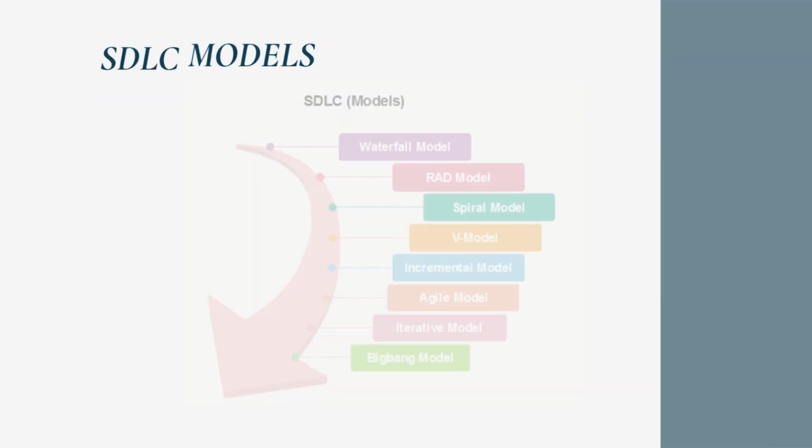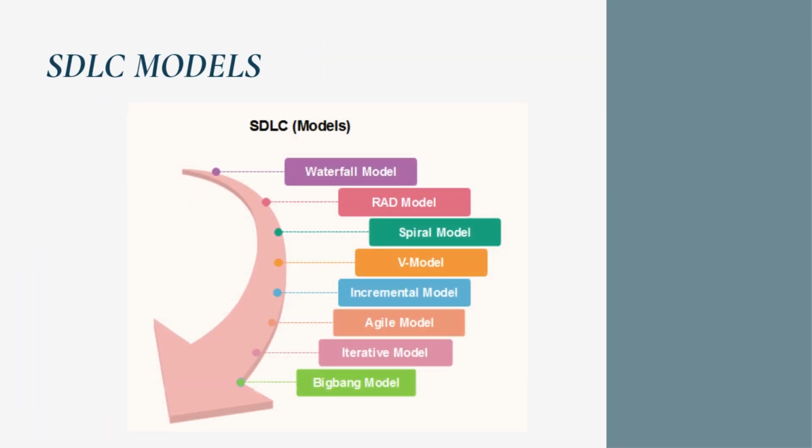Now we will see software development lifecycle models. There are different types of models: waterfall model, RAD model, that is rapid application development model, spiral model, V model, that is validation and verification model, incremental model, agile model, iterative model, big bang model. These models provide a clear step by step process to develop software efficiently. They also help in planning, tracking, and managing software projects easily, in early detection of issues, and in better handling of changes and risks.